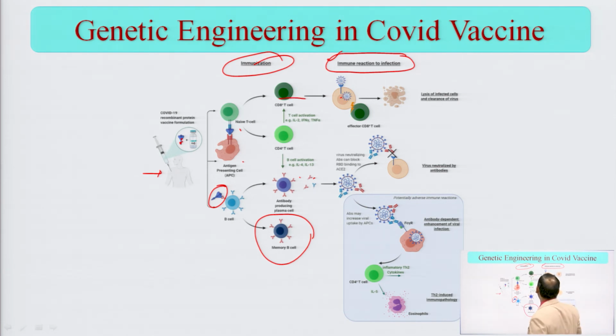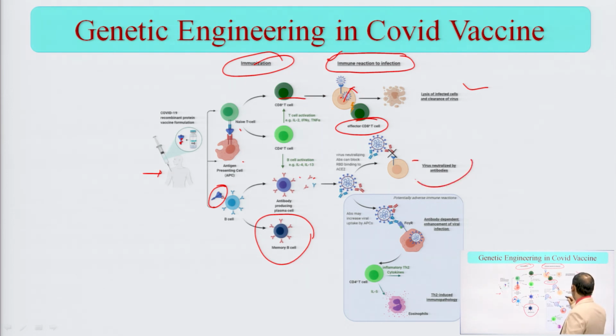your entire system will be activated. Ultimately, effector CD4 T cell and CD8 cell, that is the killer cell, will come together and destroy the cell which was infected by the virus. On the other side, whatever antibody is produced will do opsonization or neutralization. You can see the virus is neutralized by antibodies.